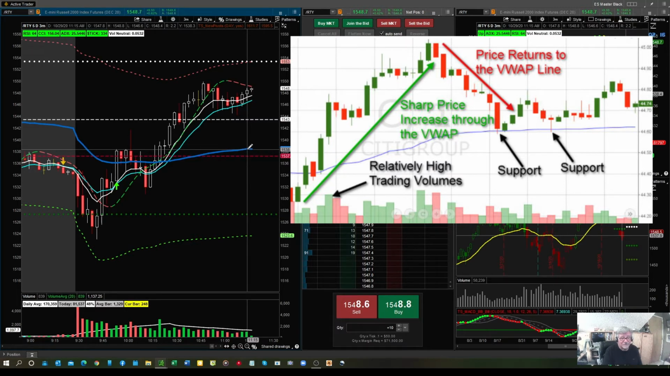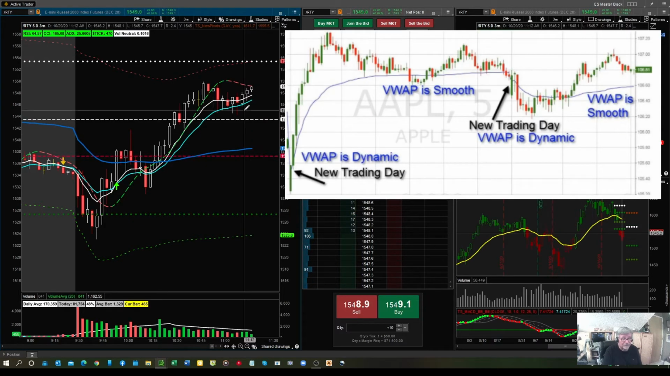They don't want to overpay for something, and they don't want to sell at a price that may be below this. So when you see price come to this line, you may see some big institutional orders come in, and they may not be all at once. You may see price bounce up if there's an institutional trader that wants to buy, or you may see it go down.